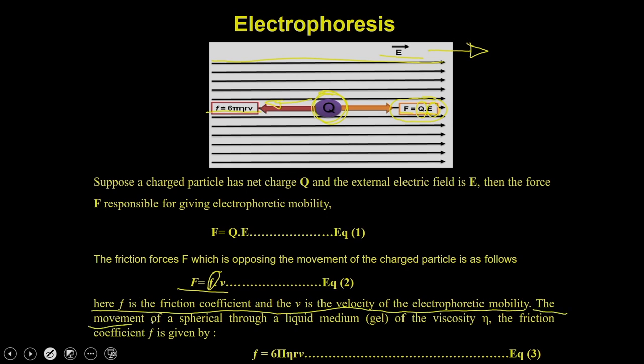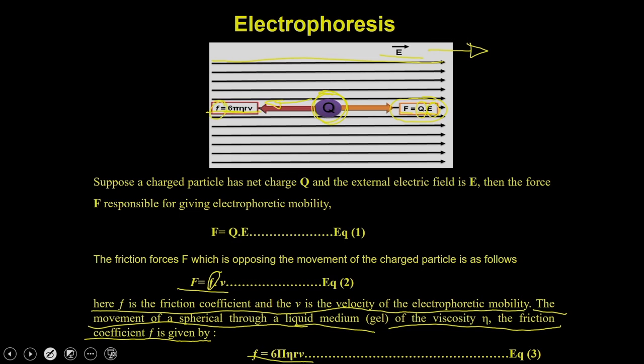For the movement of a spherical object through a liquid medium of viscosity eta, the frictional coefficient f is given by the formula 6 pi eta R. This means if a molecule is moving through a liquid medium, suppose a gel, then viscosity and friction take place, and as a result the frictional force is equivalent to 6 pi eta R v.